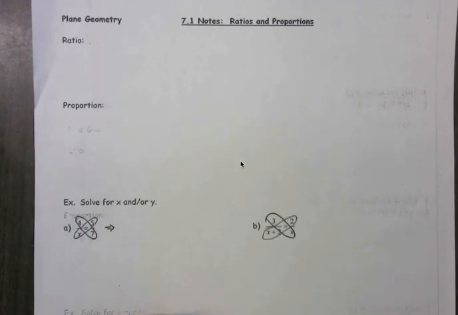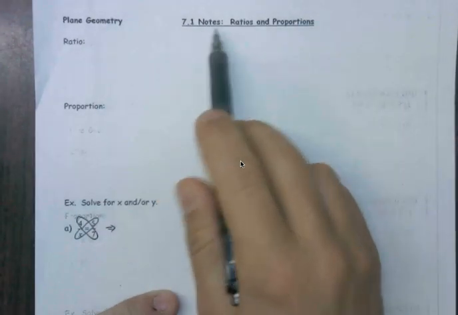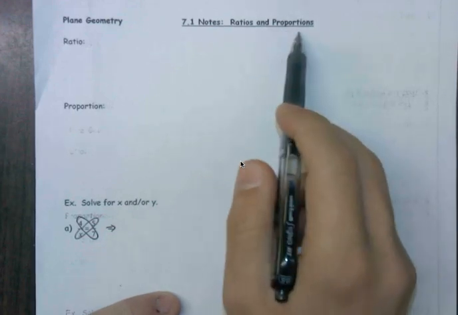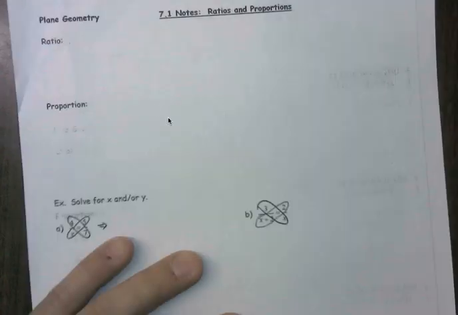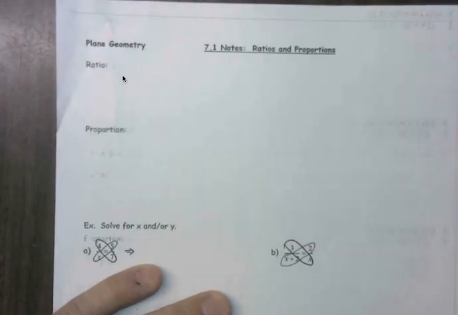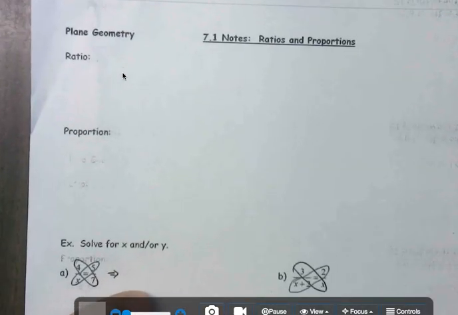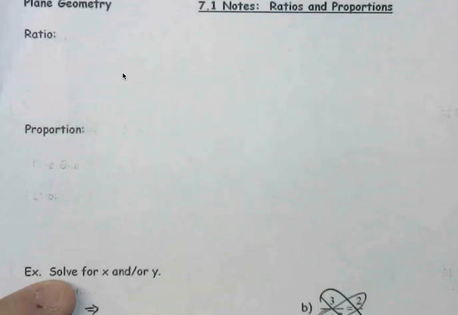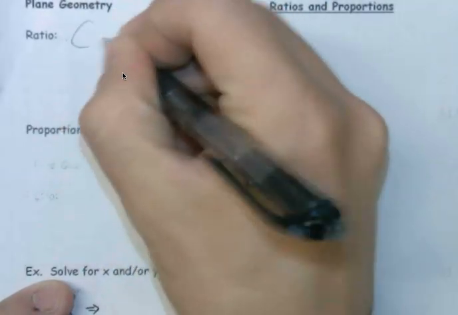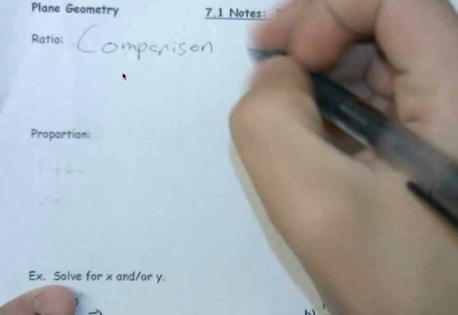Cool, whatever. With 7.1, we're going to be talking about ratios and proportions. A little bit of vocab here, nothing you can't handle. Probably some terms you've seen before, but I just want to talk about them so that we can move through this section and be speaking the same language. So a basic ratio is considered a comparison. So we're comparing, seeing what other ratios are doing, or quantities.